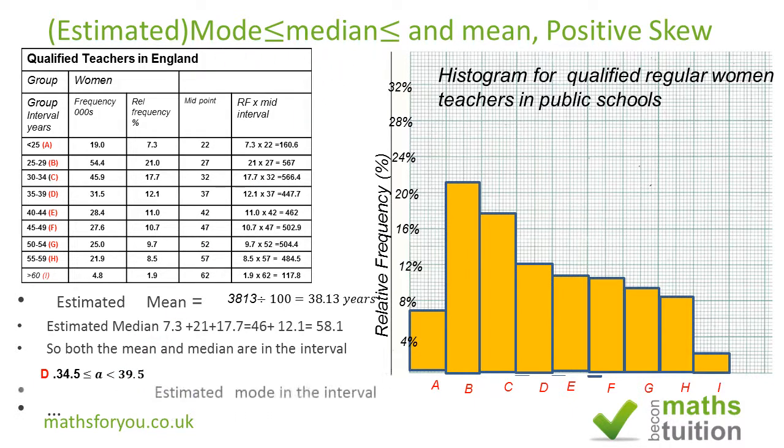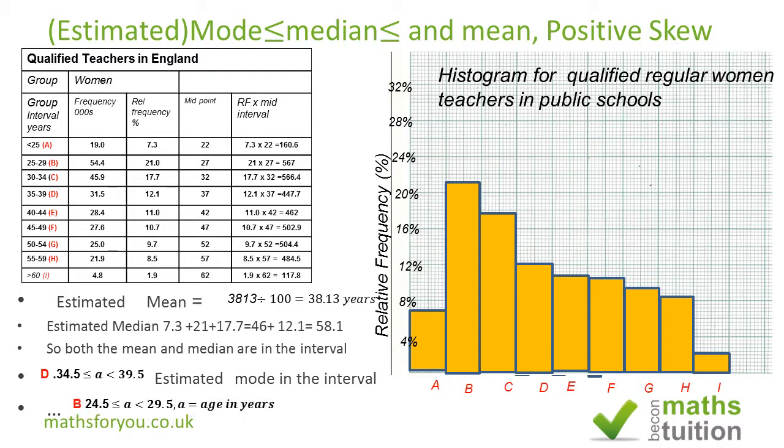Now don't forget that in this case, the mode is in class interval B, and class interval B is between 24.5 and 29.5. So the mode is going to be less than the median and less than the mean, as we expect, because it is positively skewed. That's a bit of A-level work. You don't need to know that, but you need to know how to find the mode, the median, and estimated mean. So these are all estimates: estimate of the mode, estimate of the median, and estimate of the mean. This is GCSE, iGCSE work. I hope that makes sense.